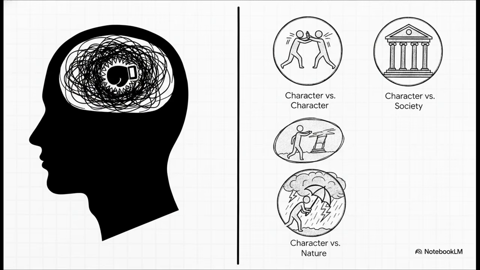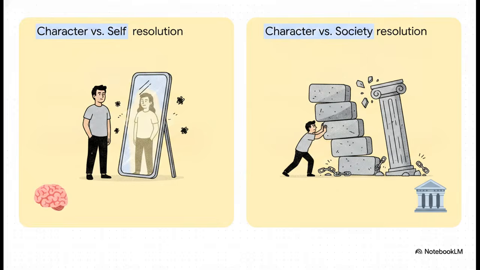Then we have external conflicts, where the character is fighting outside forces. This could be character versus character, like your classic hero fighting a villain. It could be character versus society, where they're fighting corrupt laws or super restrictive traditions. Or it could be character versus nature, like trying to survive a brutal typhoon or a wild animal attack in the woods. So the crucial point here is that the type of conflict directly dictates the resolution of your story.